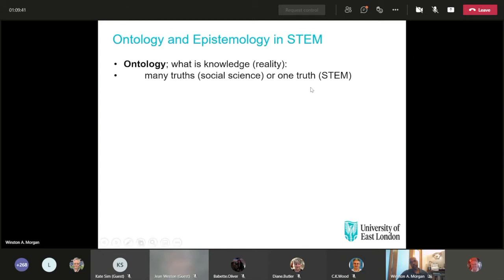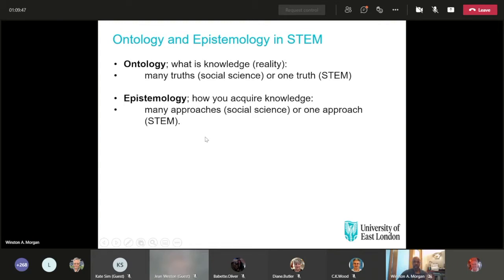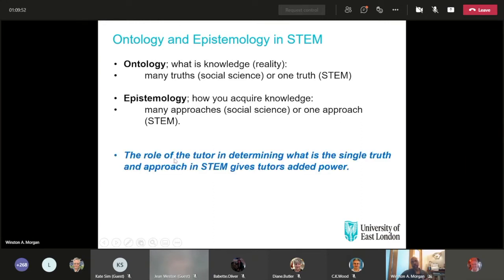And in STEM, there's usually just one, and that's really important. And similar with epistemology, how we acquire knowledge, again, in social sciences, there tend to be many approaches, whereas in STEM, there's only one. And this means the role of the tutor in determining what is that single truth and what is that single approach in STEM gives the tutor a lot of power. So if you're not in close contact and working with that tutor and understanding what that tutor is after, you are not going to get those marks, get that good degree. So it's really important that we think about that.